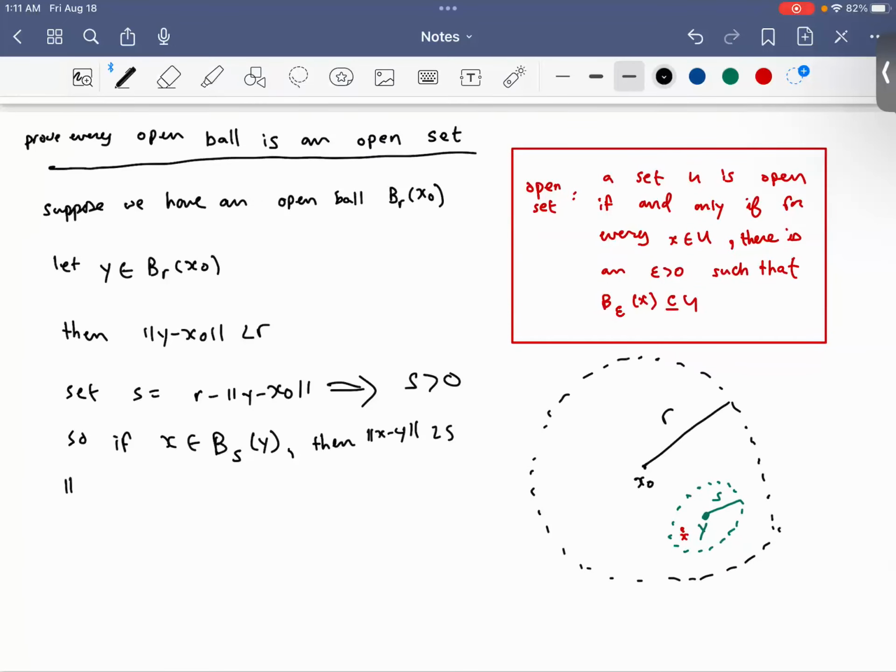So we can look at this distance here, and we want this to be less than r, right? So that's what we need to show. What we can do is add y and subtract y, and then using the triangle inequality, we can break this inequality up.